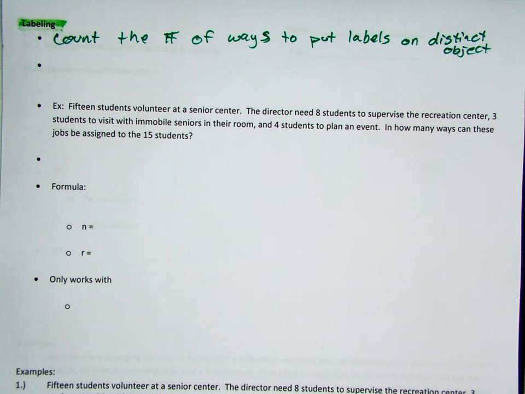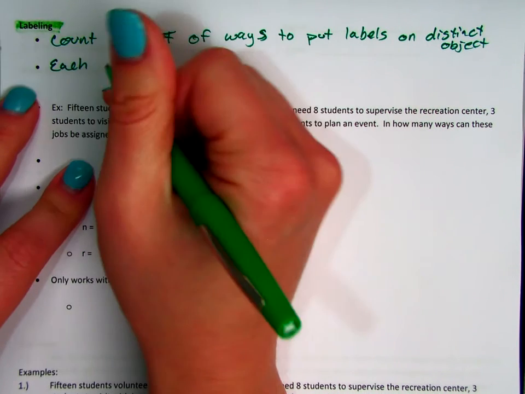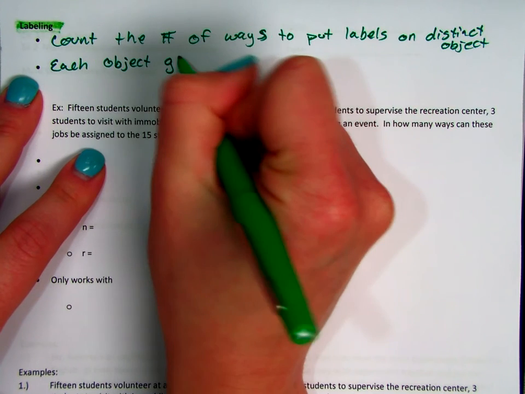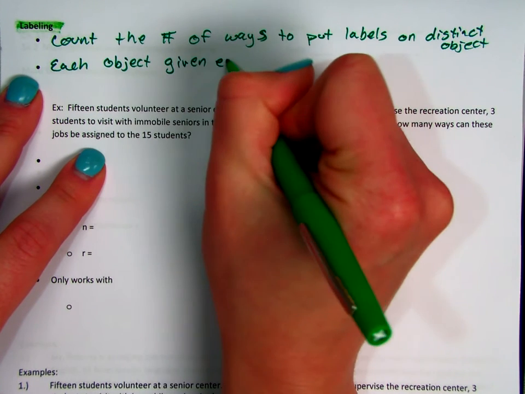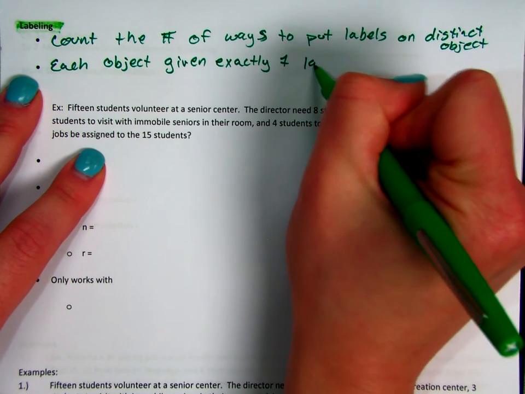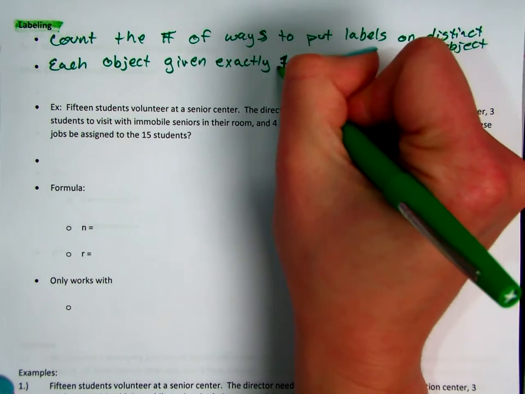Okay, it's this idea that I'm assigning something to a specific object. Okay? Each object is given exactly one label. Oops, that's a 1.